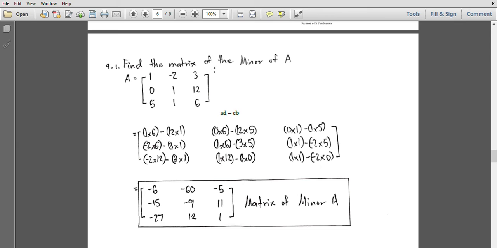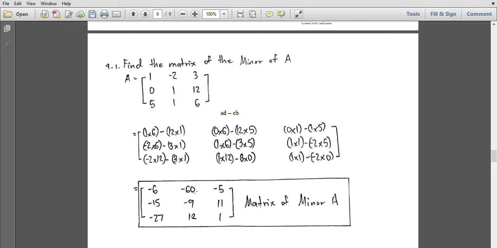Number 4.1. Find the matrix of minors of A. To get the matrix of minors, we use the formula AD minus CB. For this element 1, these are its A, B, C, D. Then using the formula AD minus CB, we have 1 times 6 minus 12 times 1, which equals negative 6. For this element negative 2, these are its A, B, C, D. Then using the formula AD minus CB, we have 0 times 6 minus 12 times 5, which equals negative 60.